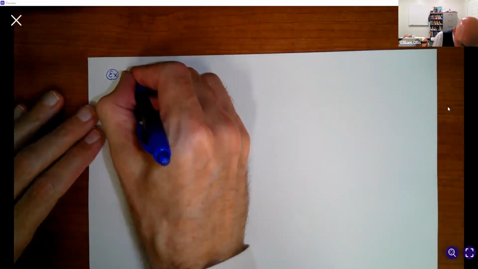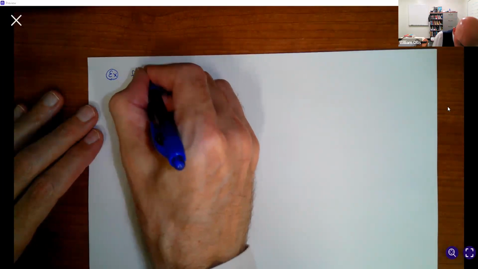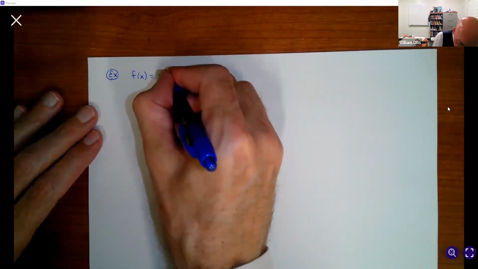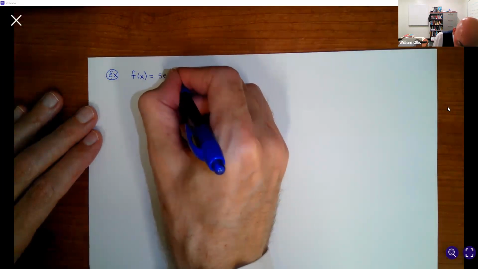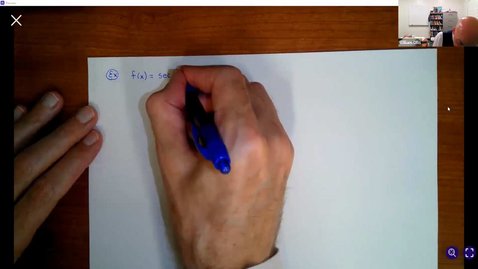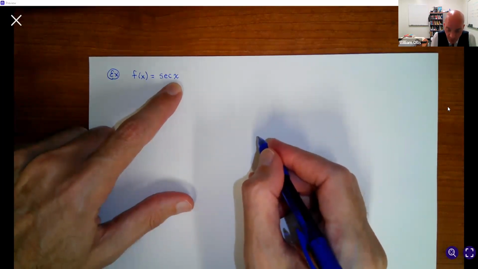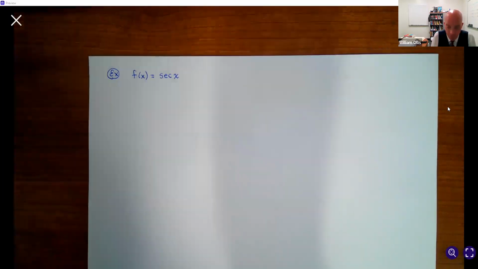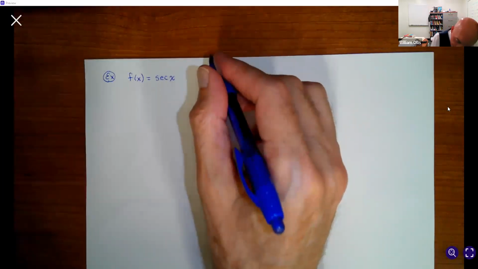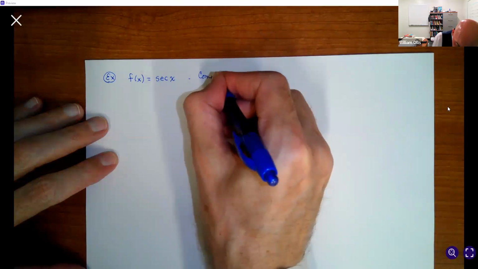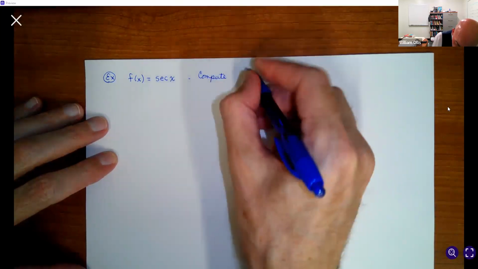So here we're going to have a very simple function. You won't find this to be difficult. I just want to show you how to take a second derivative. So say we have secant x. Okay, we're not as formal now with the parentheses, but of course, when you do your homework, everything has parentheses. And what we're asked to do is compute. Now I'm going to talk about higher order derivatives.